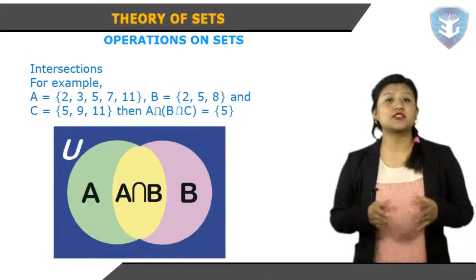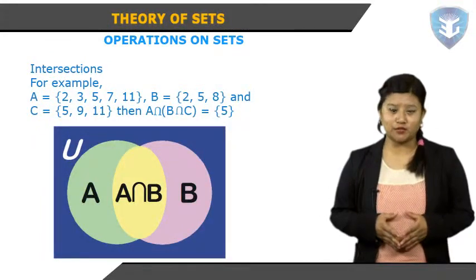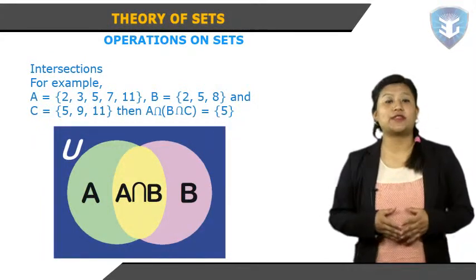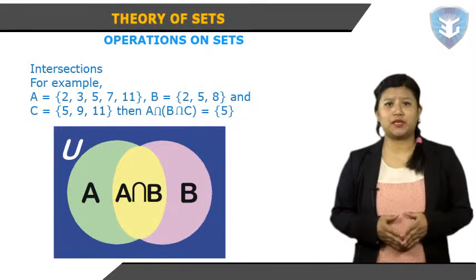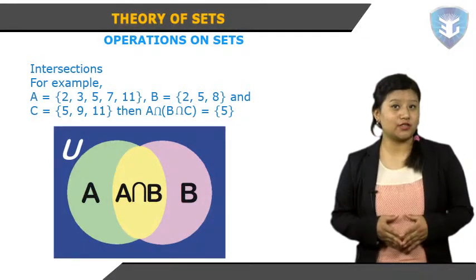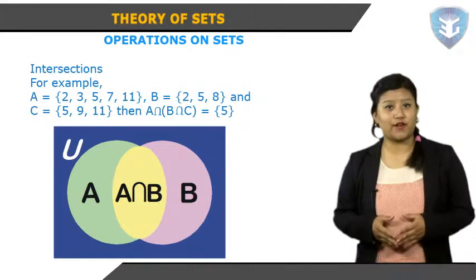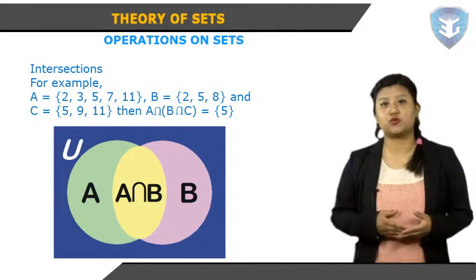Intersections. An intersection makes a new set from the common elements of the sets involved. We have an example shown on the screen. Notice that even though A and B have 2 and A and C have 11, the intersection of the three sets is 5 as that is the only common element between all three.